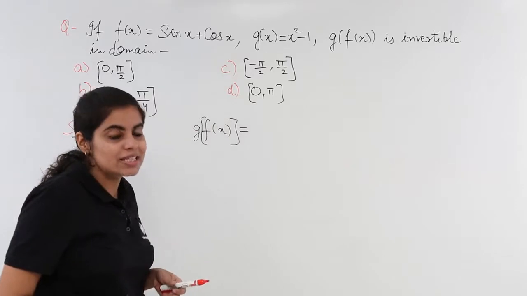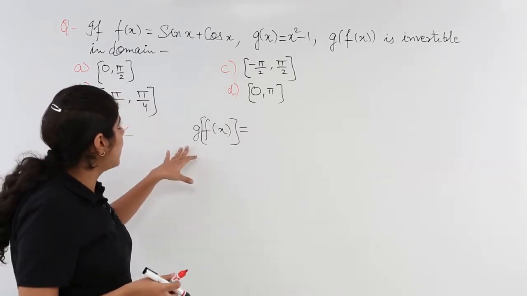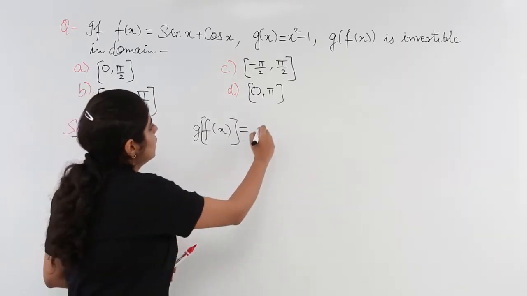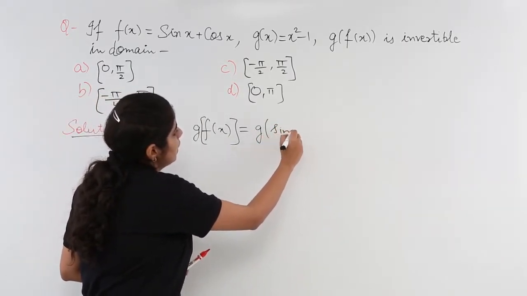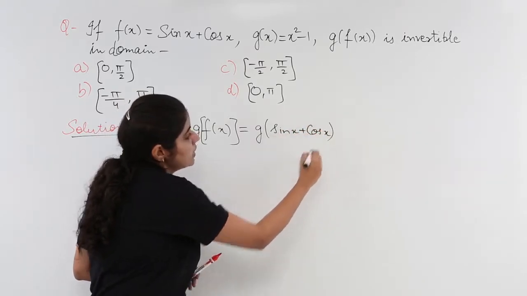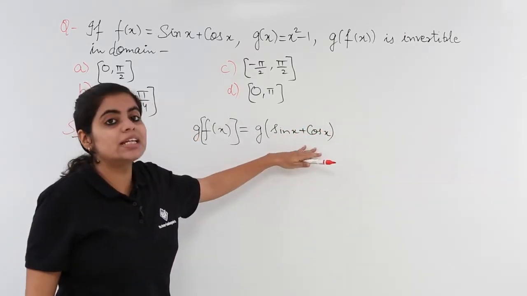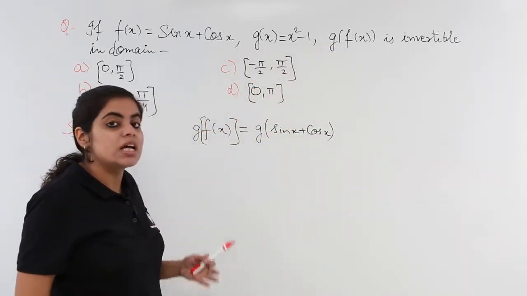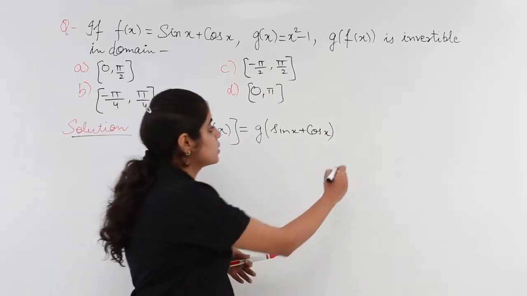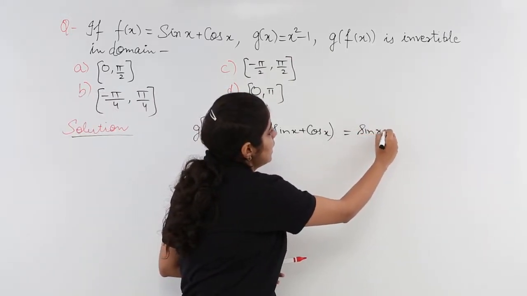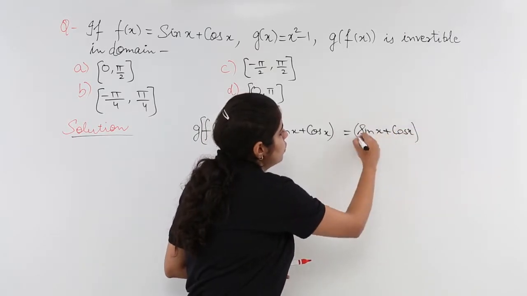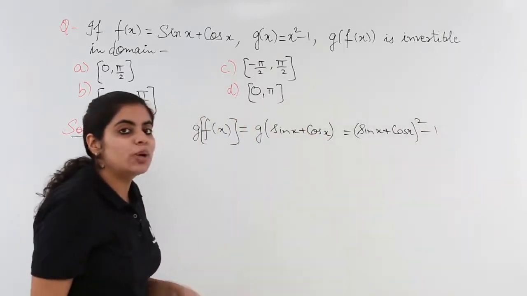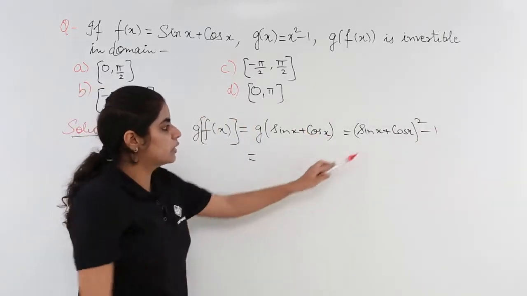g of f(x) means wherever you have x, you substitute the value of f(x). So, g of sin x plus cos x, which is f(x). Now, g of sin x plus cos x is what? You have x square minus 1. So, you substitute sin x plus cos x in x square minus 1. So, it becomes (sin x plus cos x) whole square minus 1. Now, you have to solve it further.